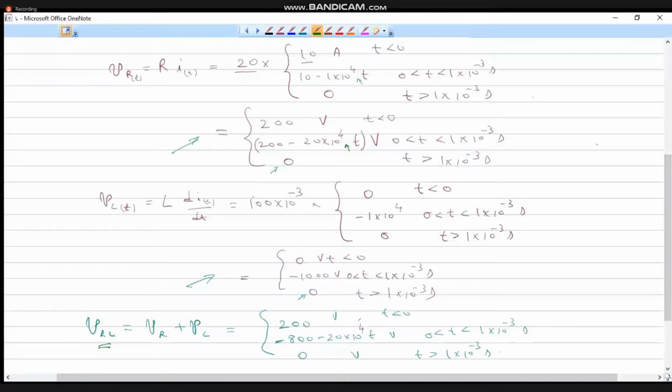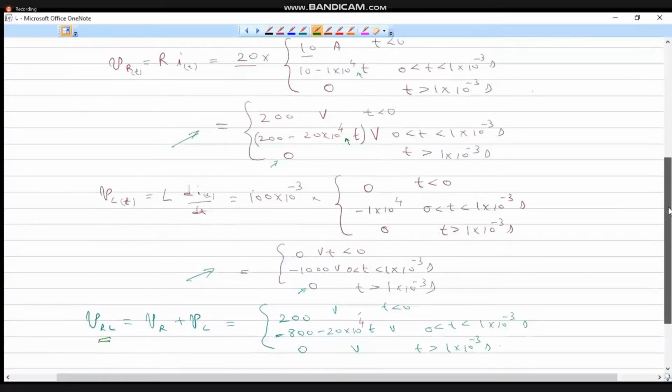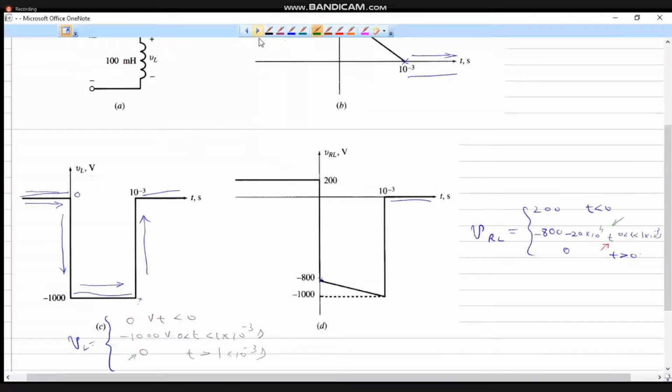Okay, and when you multiply it with 1000 into 10 power 3, it will be minus 1000 volt. So when you add it up, this minus 1000 plus this 200 will be minus 800, which is coming here, and this minus 20 into 10 power 4 has to be written like that, so that there won't be any confusion when you look at this graph. Okay, now you will be able to reason out what is happening here.